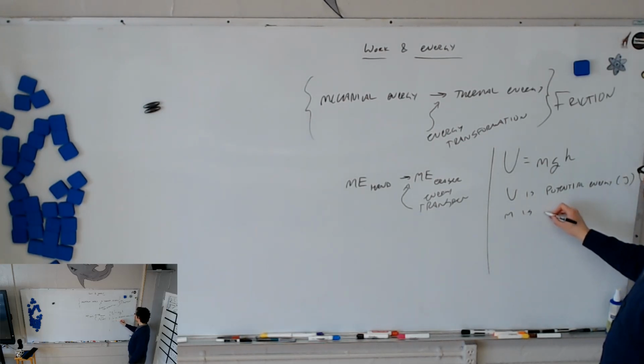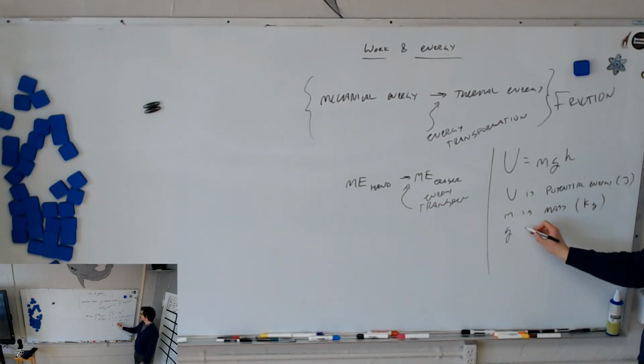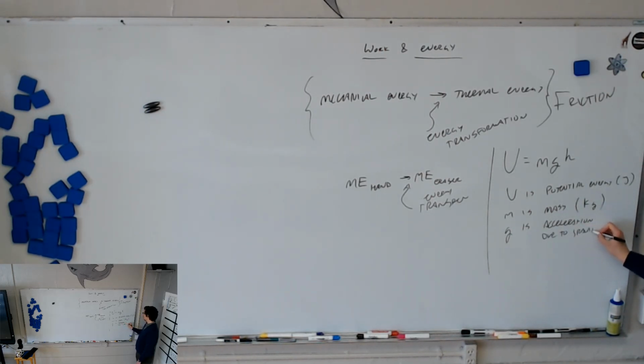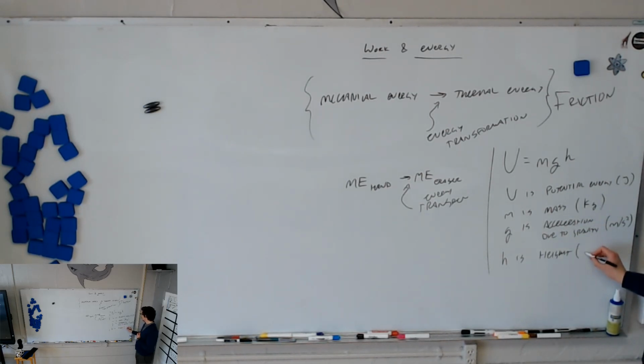M is mass. I'm always going to be waiting for you to fill these in. Measured in, what's the base unit for mass? Kilograms. Grams are too small, so we use kilograms. Lowercase g is gravity. We call it acceleration due to gravity. And we measure that in, nope, that's the force of gravity. Acceleration due to gravity is meters per second squared. And h is height, measured in the SI in meters. Let's check out our units.